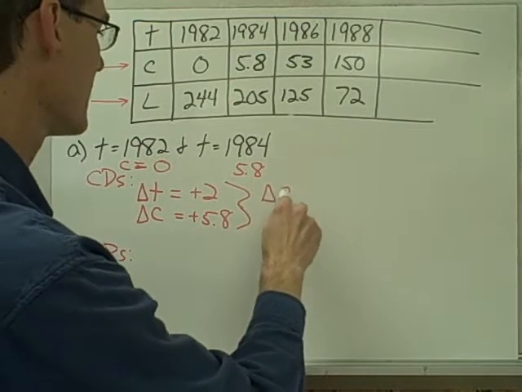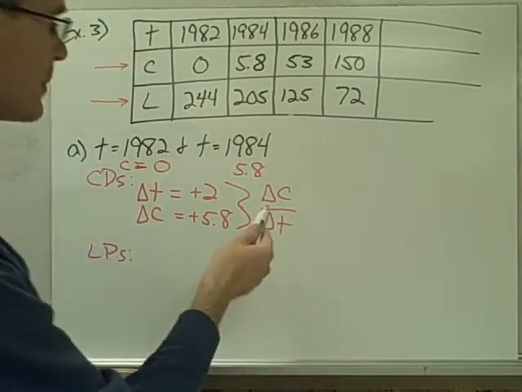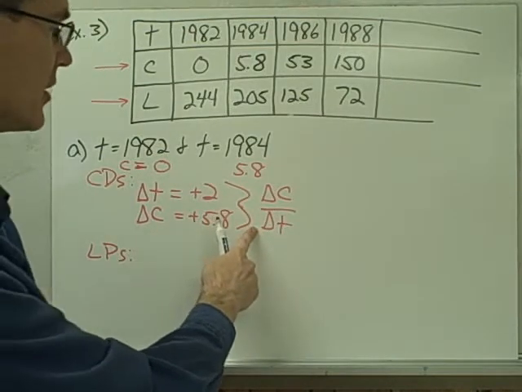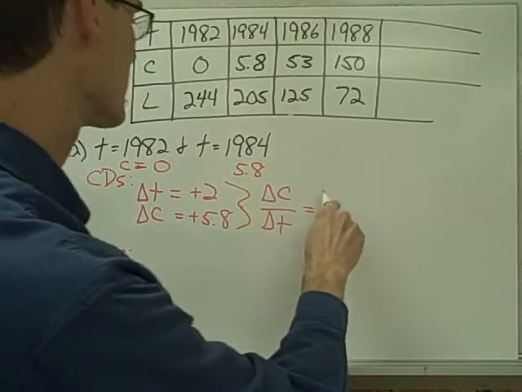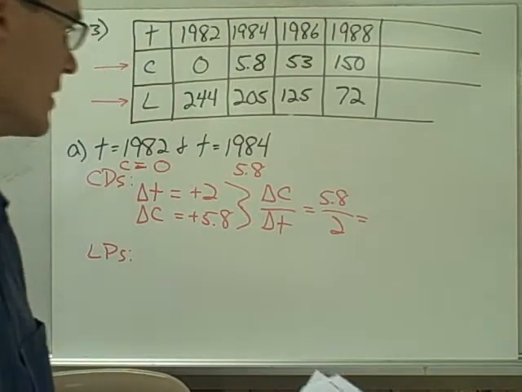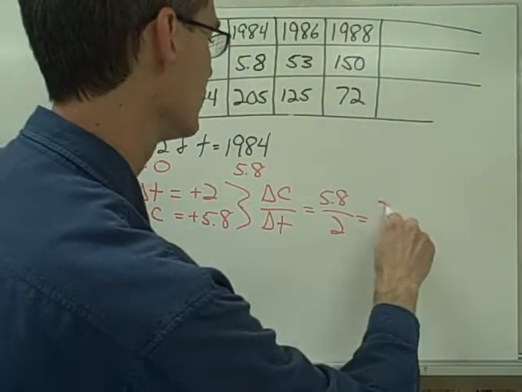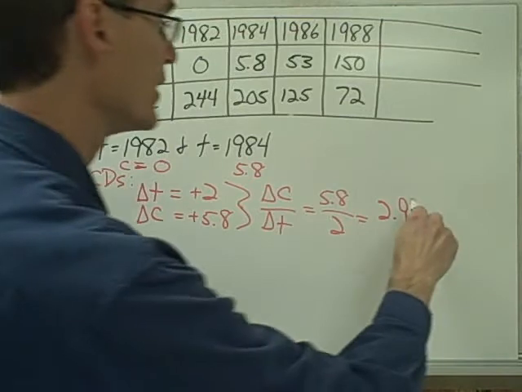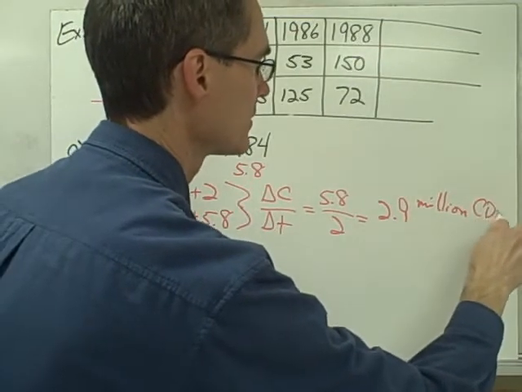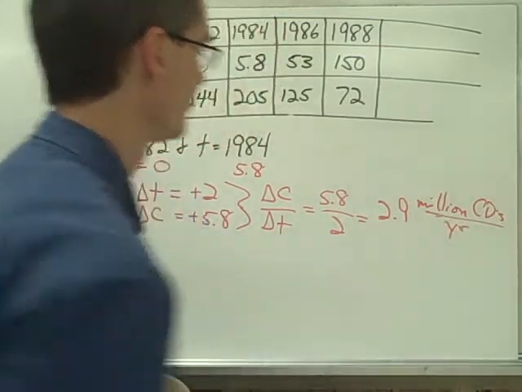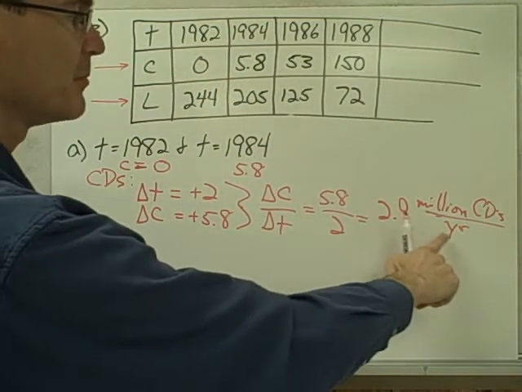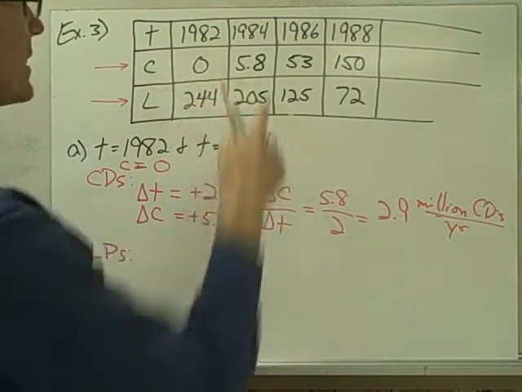And now I can calculate my delta C over delta T. Remember, rate of change is the change in the dependent variable over the change in the independent variable. So delta C over delta T is going to be 5.8 over 2, which is 2.9. And this would be 2.9 millions of CDs per year. So the rate of change in CD sales, I can see that CD sales are going up by 2.9 million CDs per year over this interval, 1982 to 1984.